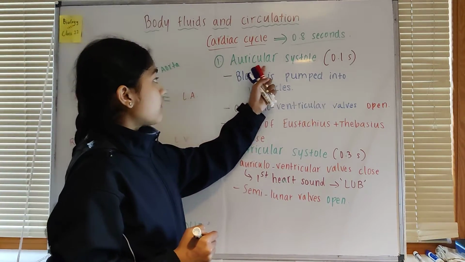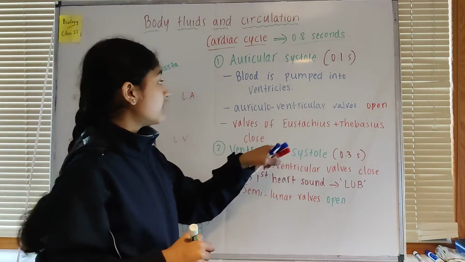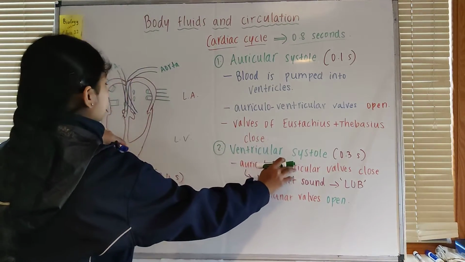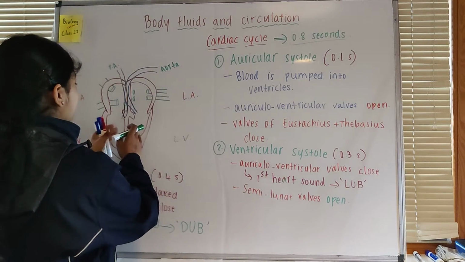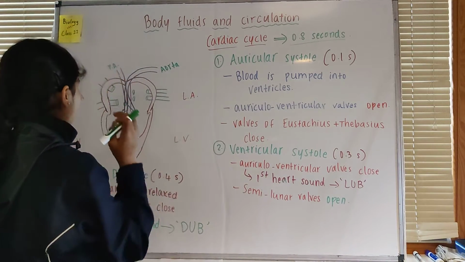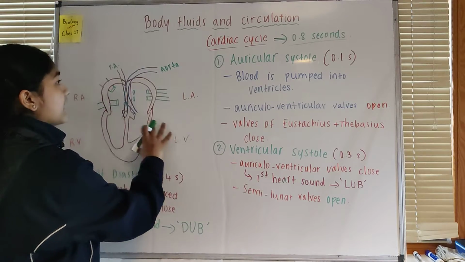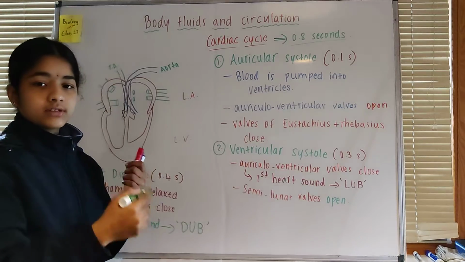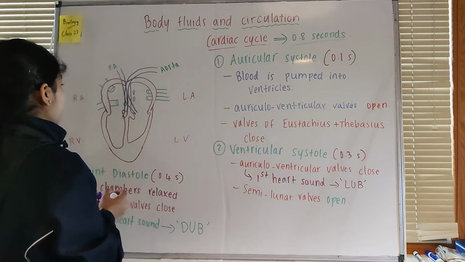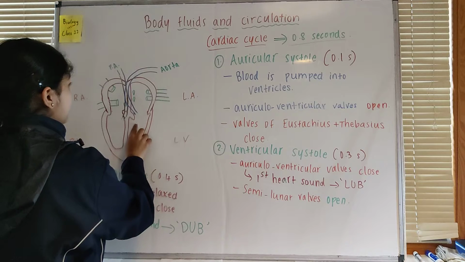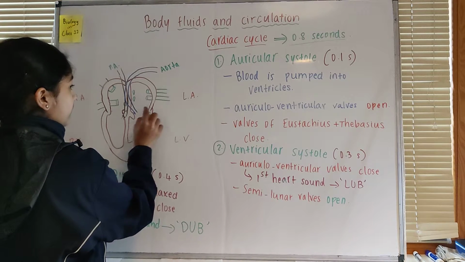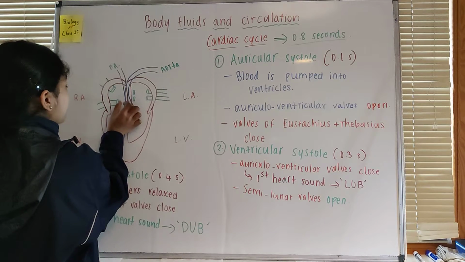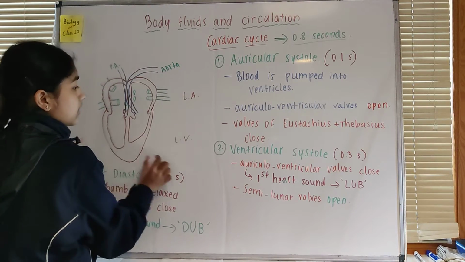So again, let's summarize. Auricular systole, blood is pumped into the ventricles. So in auricular systole, blood is pumped inside. Ventricular systole, the blood is pumped out of the heart. And then joint diastole, everything is relaxed, and then again the cardiac cycle continues. So here we said cycle, that means this process goes on forever. So again, auricular systole, blood is pumped inside the ventricles. Auriculoventricular valves are open, and the semilunar valves are closed.